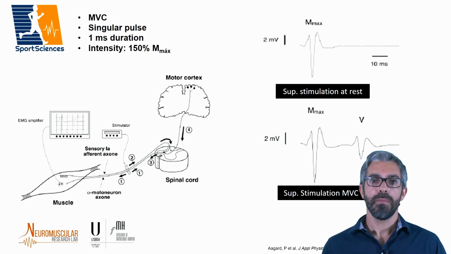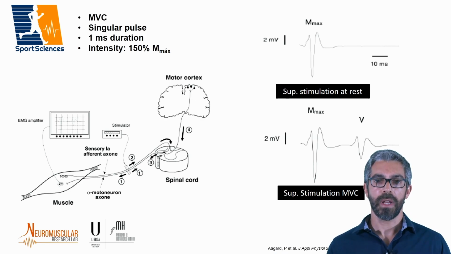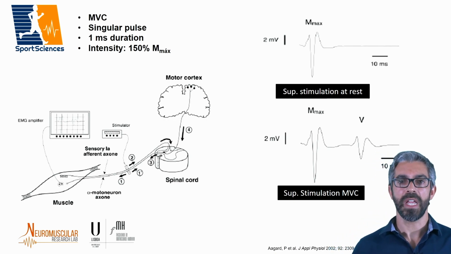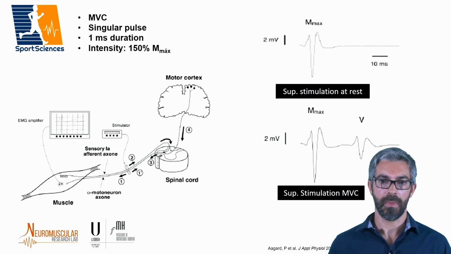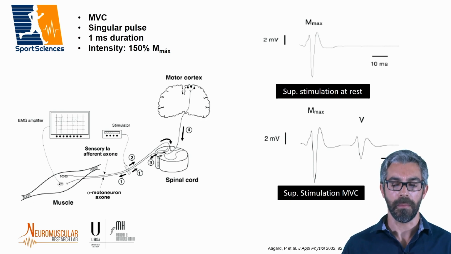There are several limitations to this technique. For instance, to conclude that V wave adaptations arise from supraspinal centers, it is important to ensure that H reflex amplitude remains unchanged between measurements. Any change in H reflex amplitude will affect the V wave measurements independently of any adaptation at the supraspinal level.